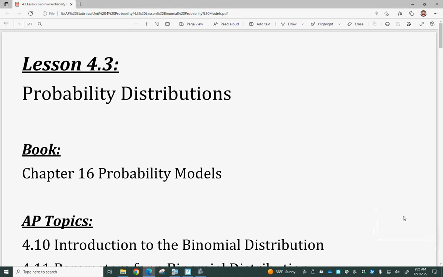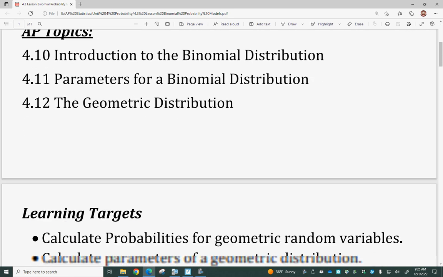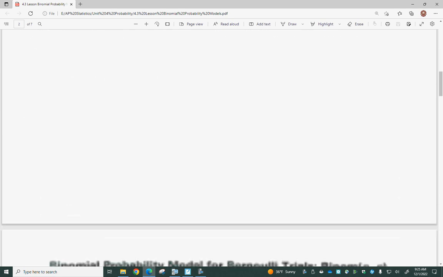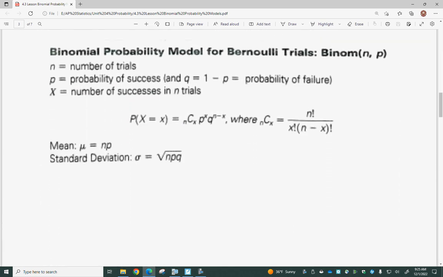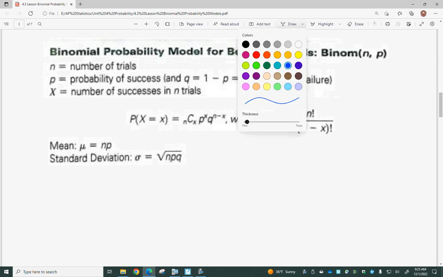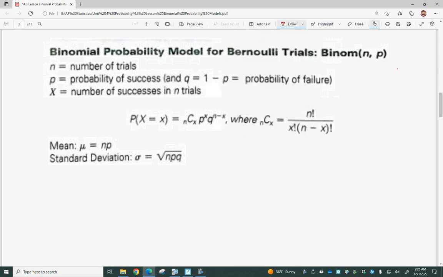Now today we're going to continue talking about probability distributions, and this time we are going to talk about the binomial probability distribution. Binomial probability is similar to geometric probability. As you can see here, and I clipped this from the book, so you can find this in the book as well.